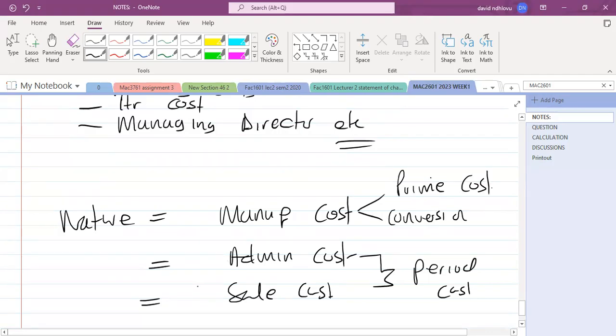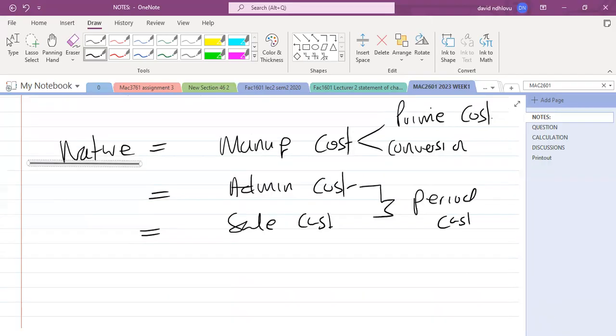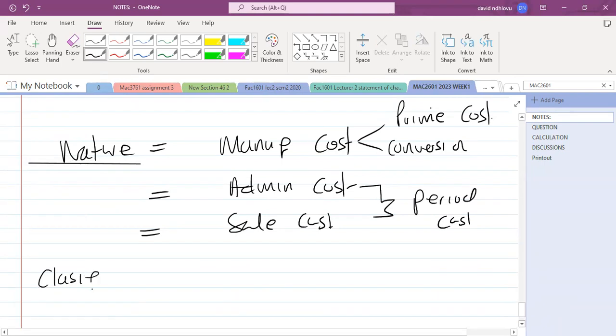Any questions, good people, on the classification by nature? Are we on the same page? Yes. Then we move on to the final classification of costs. This time we're looking at classification in terms of cost behavior.